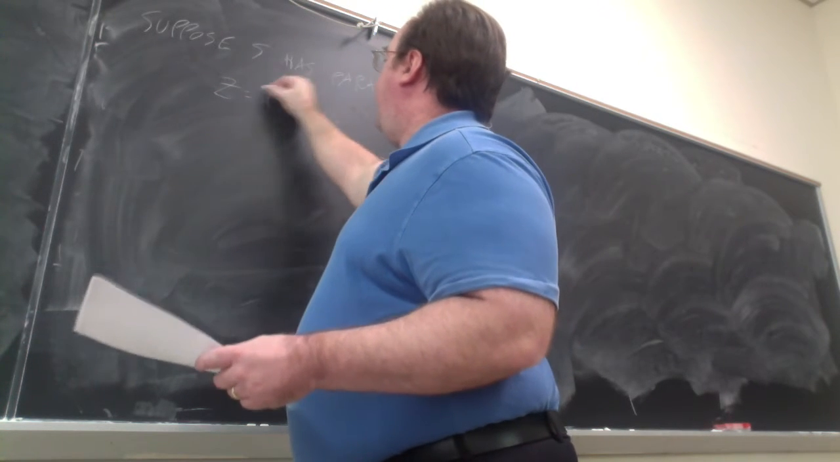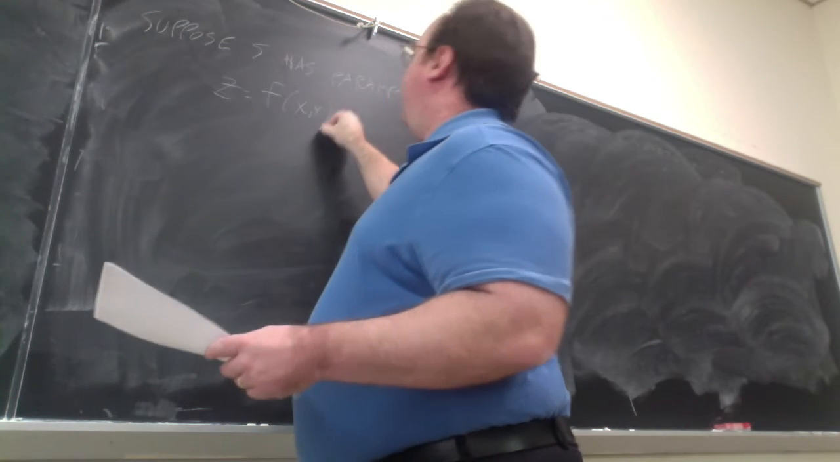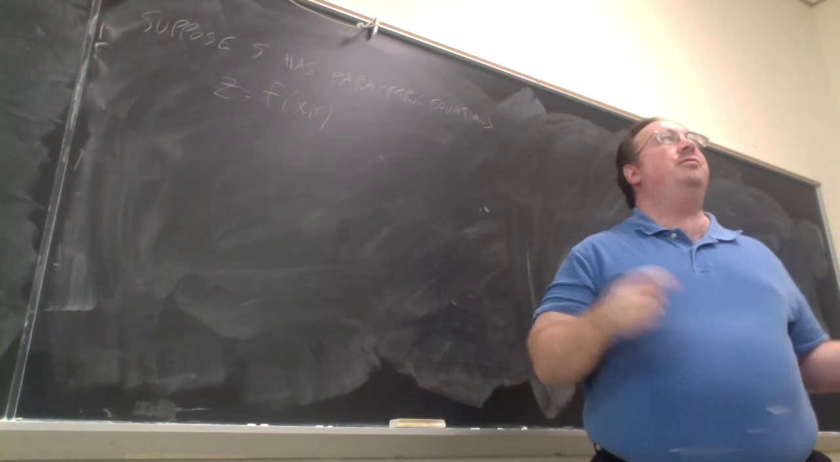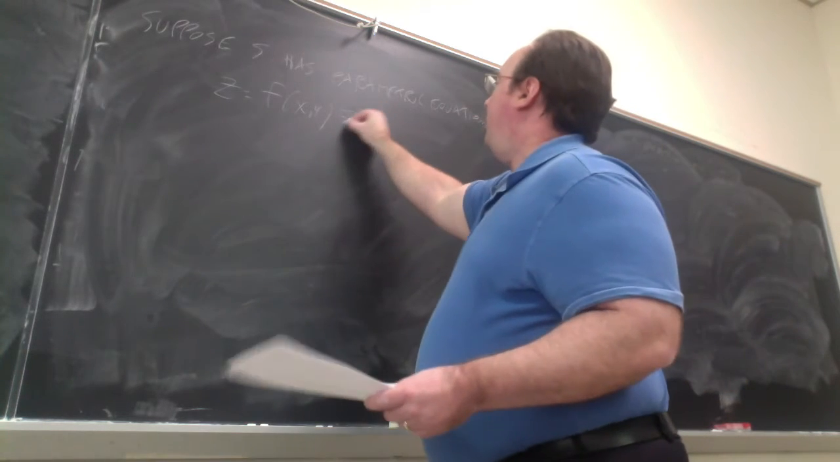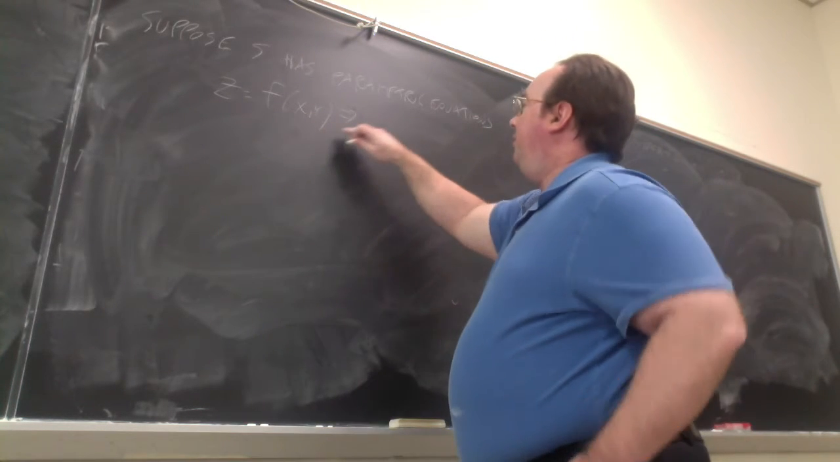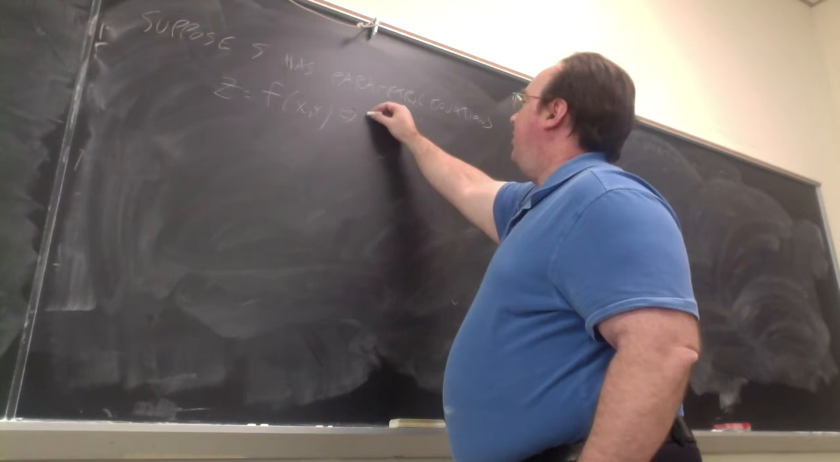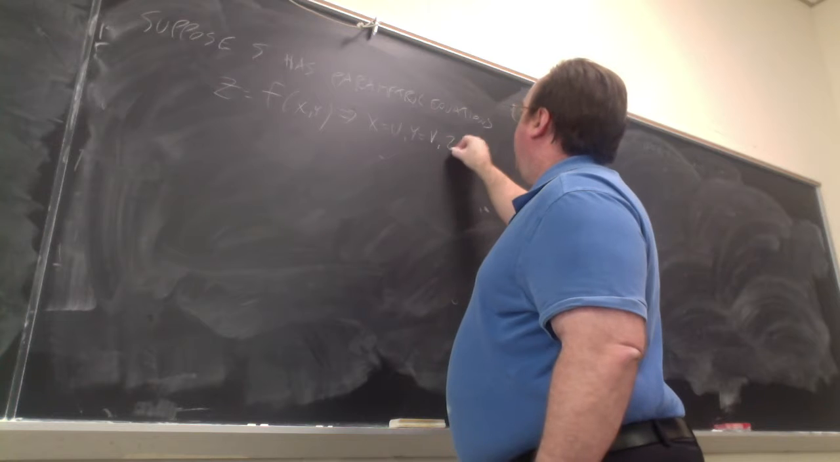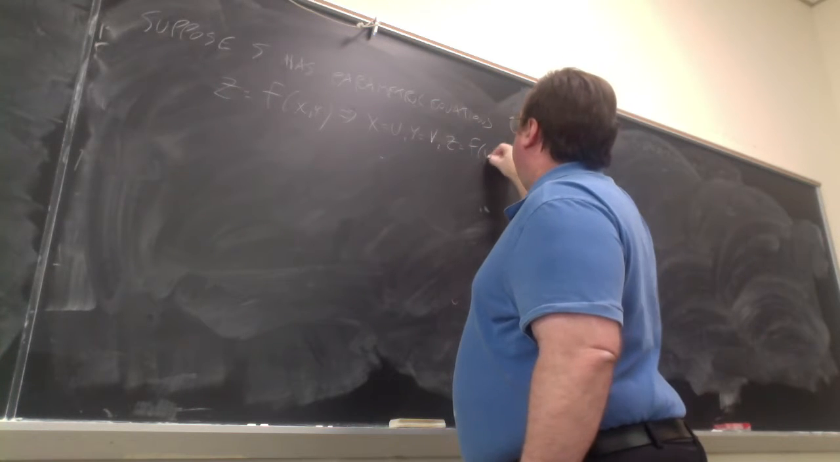You can really think of z as a function f of x, y, which is how we described some surfaces way back when we were doing double integrals, like volume under a surface. Those are not parametric equations, but they convert very easily to parametric equations: x is equal to u, y is equal to v, and z is equal to f of u and v.